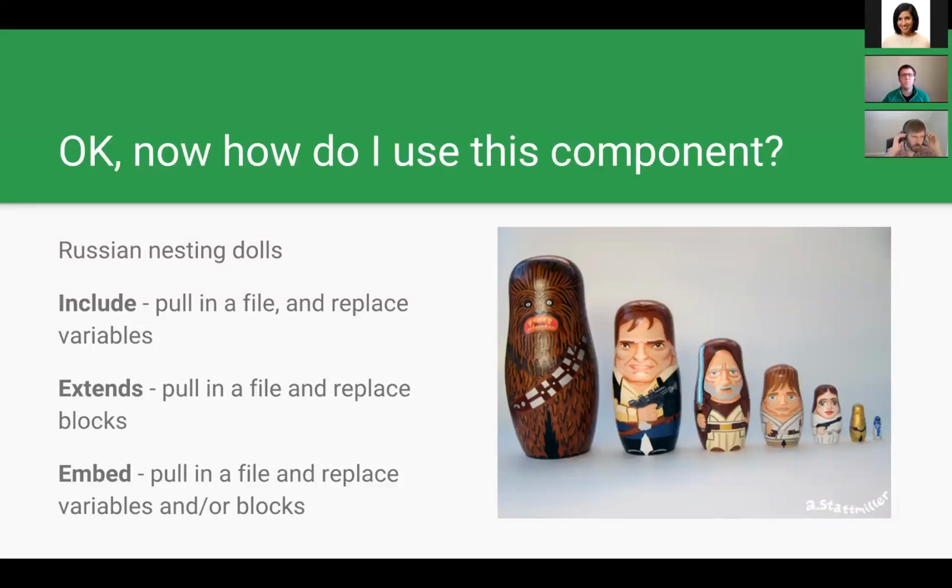All right, so now how do we use this component? Let's talk about these functions that we've referenced. One analogy, and this is actually another thing that we've pulled from Atomic Design, but it helps in understanding this, is the concept of Russian nesting dolls. We have this amazing picture of Star Wars Russian nesting dolls, which is kind of weird. Russian nesting dolls are items that you can store inside each other so that it becomes one thing. And that's the idea with using these include, extends, and embed functions.